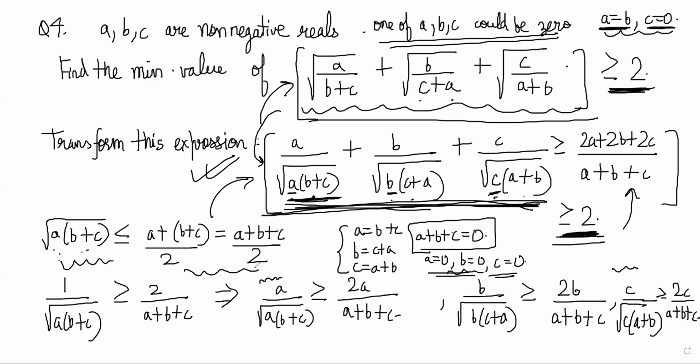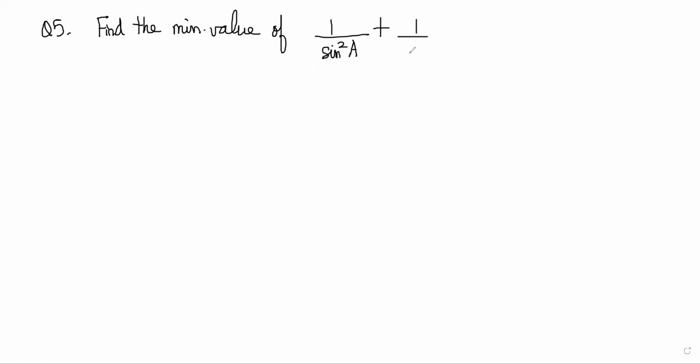We have to find the minimum value of, question number 5. Find the minimum value of 1 by sine square A plus 1 by sine square B plus 4 by 1 plus sine C, in any triangle ABC.